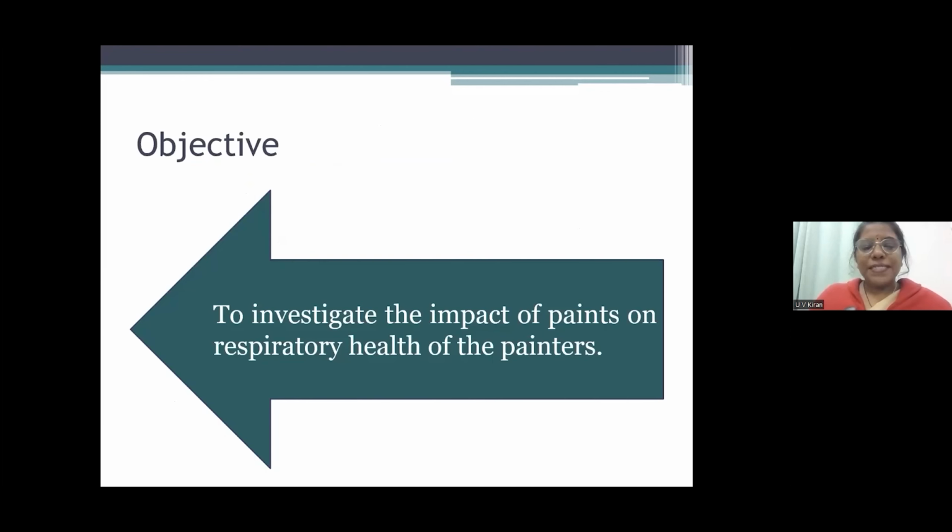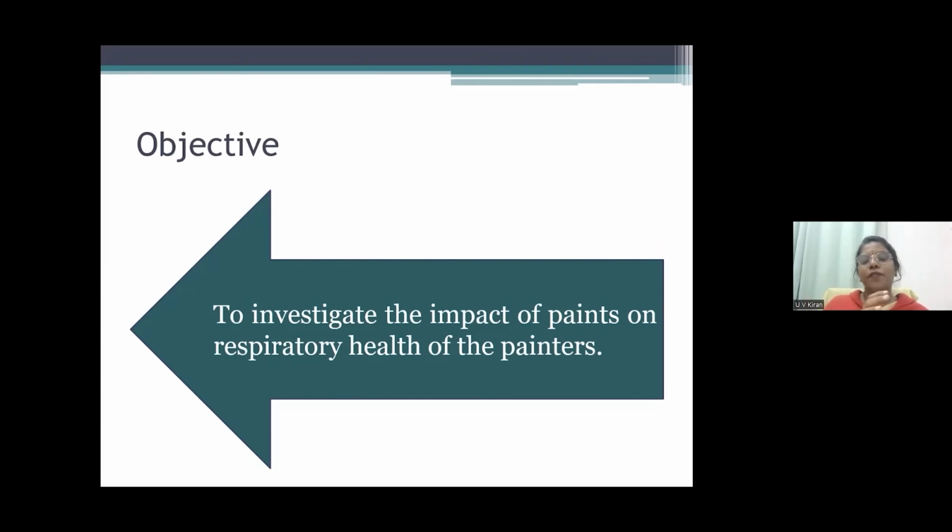So the present study was conducted to investigate the impact of paints on the respiratory health of the painters. It was one of the objectives of the total research conducted on the painting workers. We have also seen the musculoskeletal disorders faced by the paint workers, and on the other side, we have also compared the painters with the non-painters and at what age they have significant health concerns related especially to the paints.